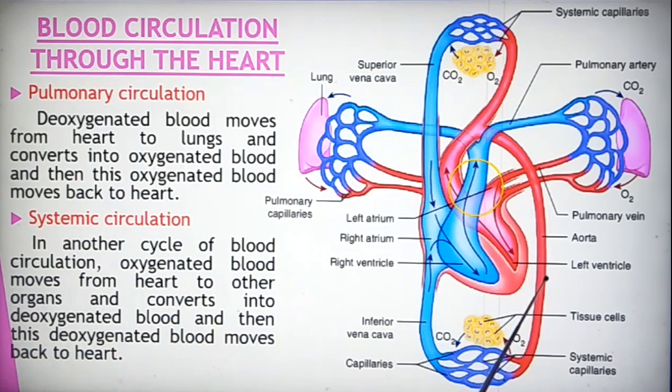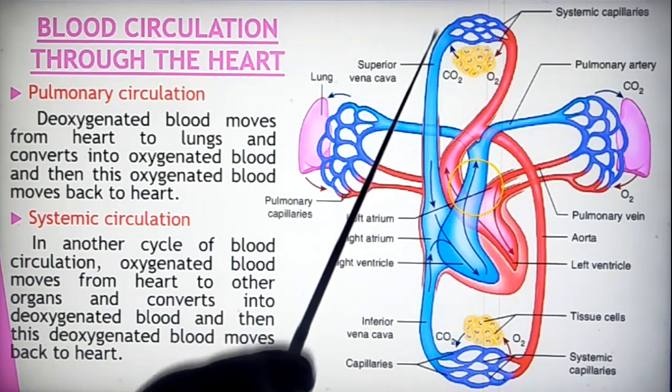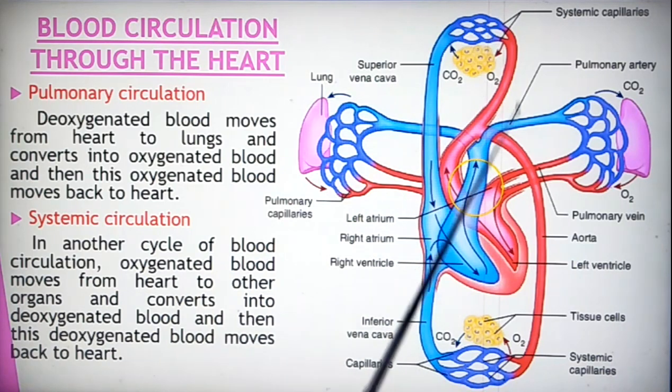It is carried to all parts of the body. See, this is the left ventricle, this is the right ventricle, this is the left auricle, and this is the right auricle. This is the representation of pulmonary circulation and systemic circulation. These are the tissue cells, and the exchange is very clearly explained here. Carbon dioxide and oxygen exchange takes place here.